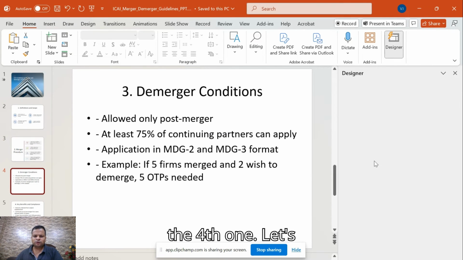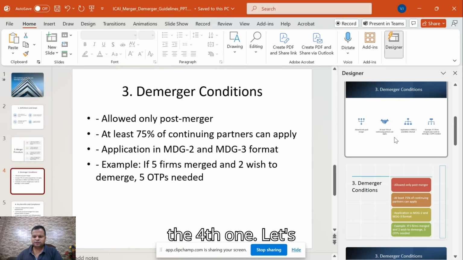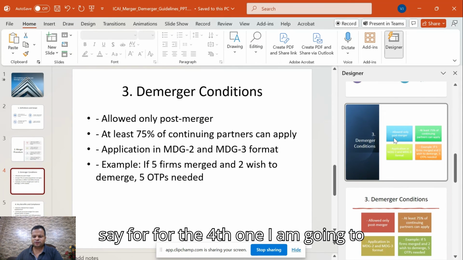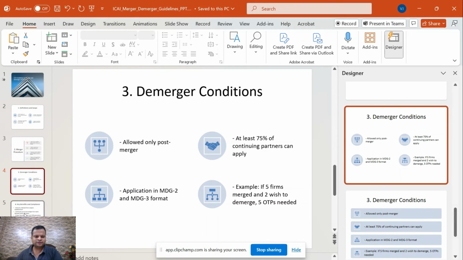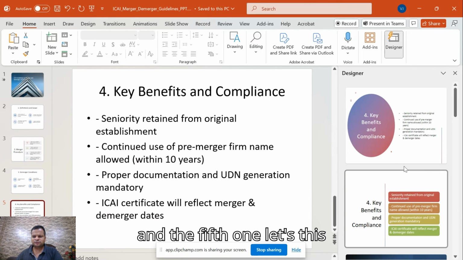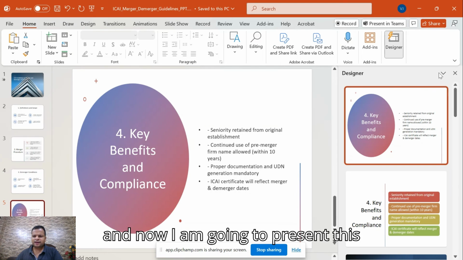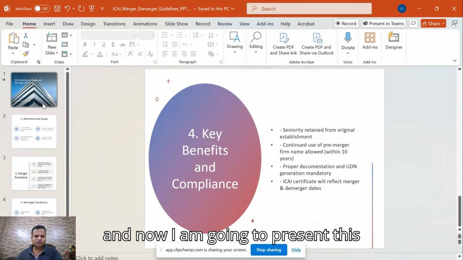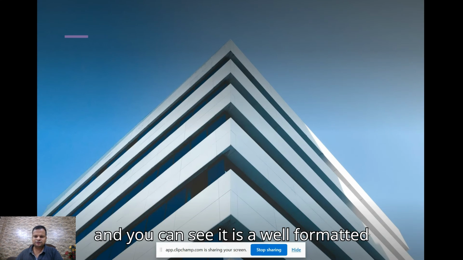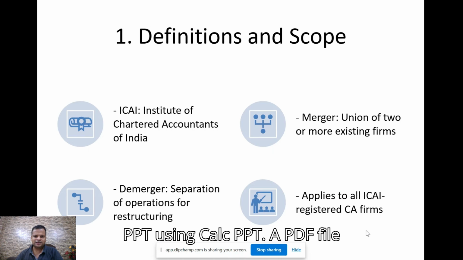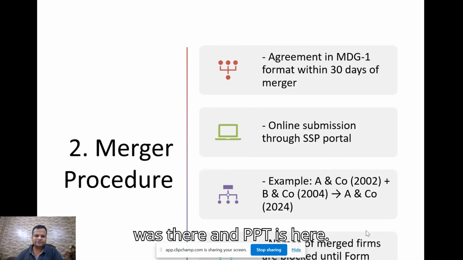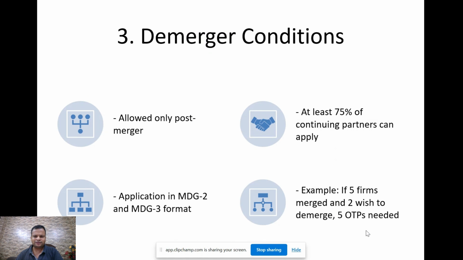The fourth one, let's say for the fourth one I'm going to take this. And for the fifth one, let's take this. And now I'm going to present this, and you can see it is a well formatted PPT using ChatGPT. A PDF file was there, and the PPT is here now. It is well formatted.